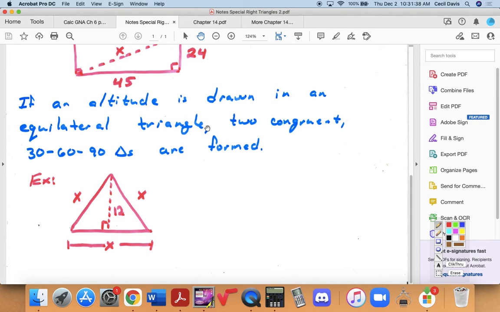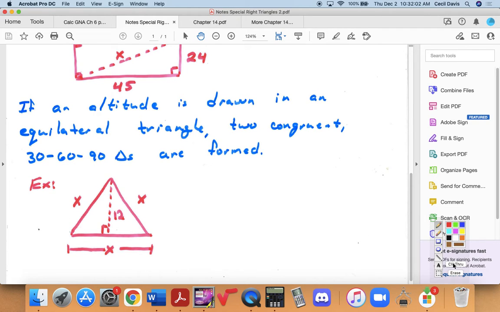So if an altitude is drawn in an equilateral triangle, 2 congruent 30, 60, 90 triangles are formed. Okay, well, how do I know it's a 30, 60, 90 triangle? And what are all the angles in an equilateral triangle? 60. They're all 60, exactly right. So these were 60. And this cuts that in half, so each of these is 30. So it is a 30, 60, 90 triangle.